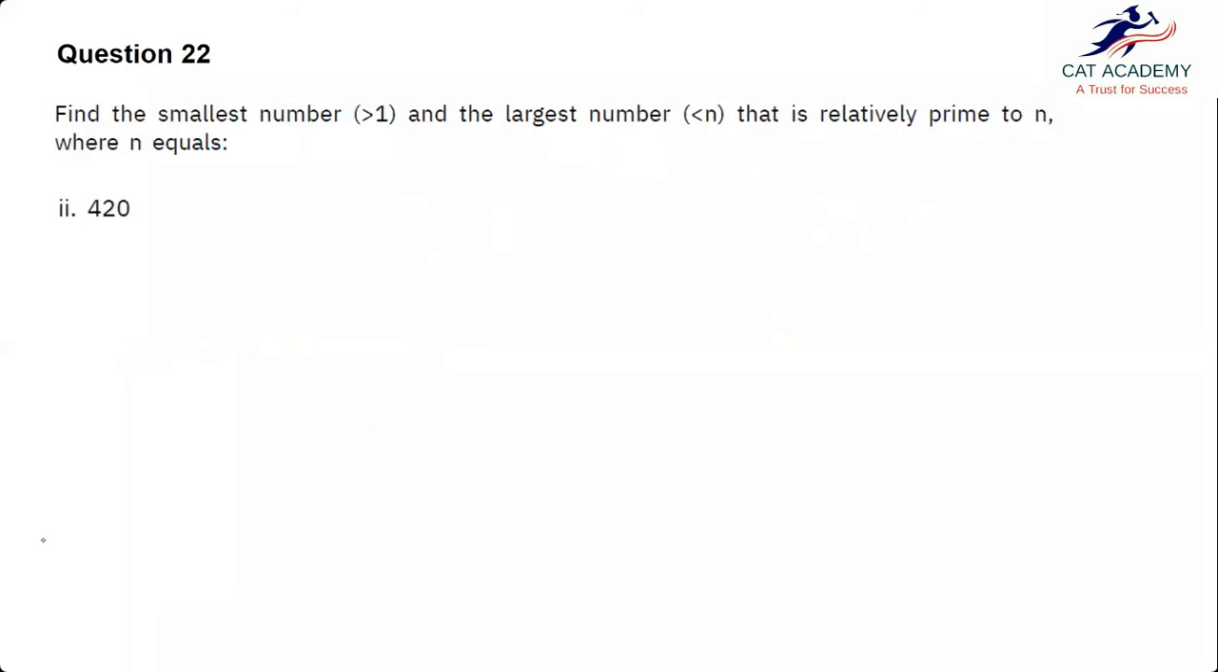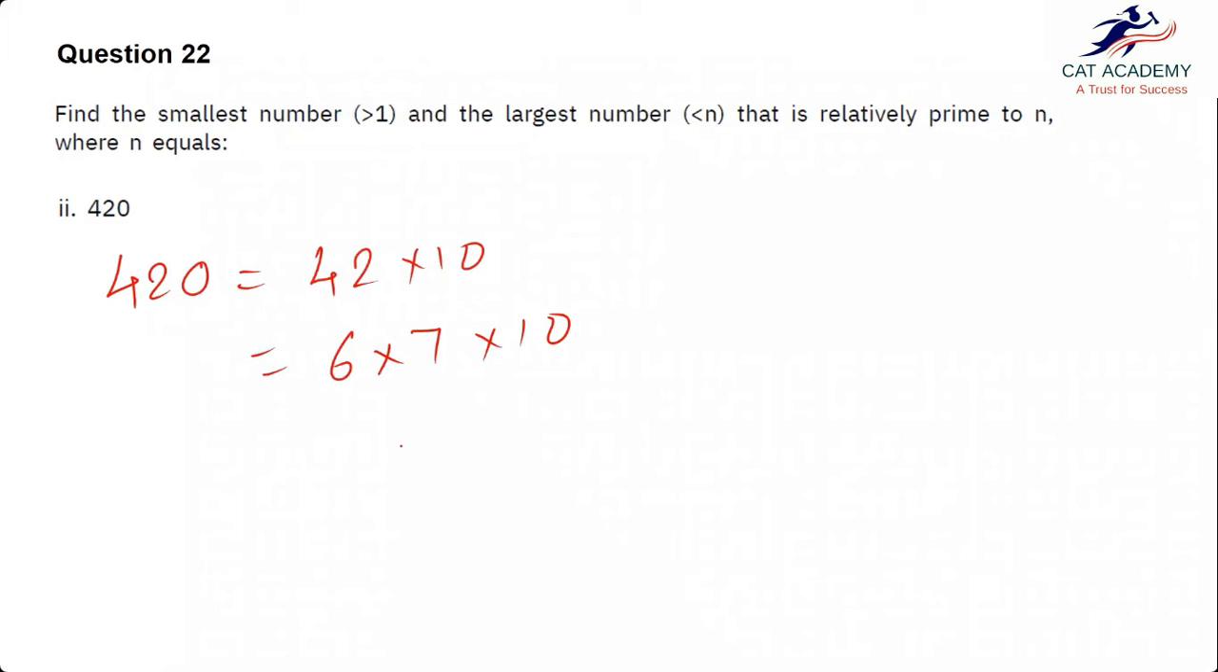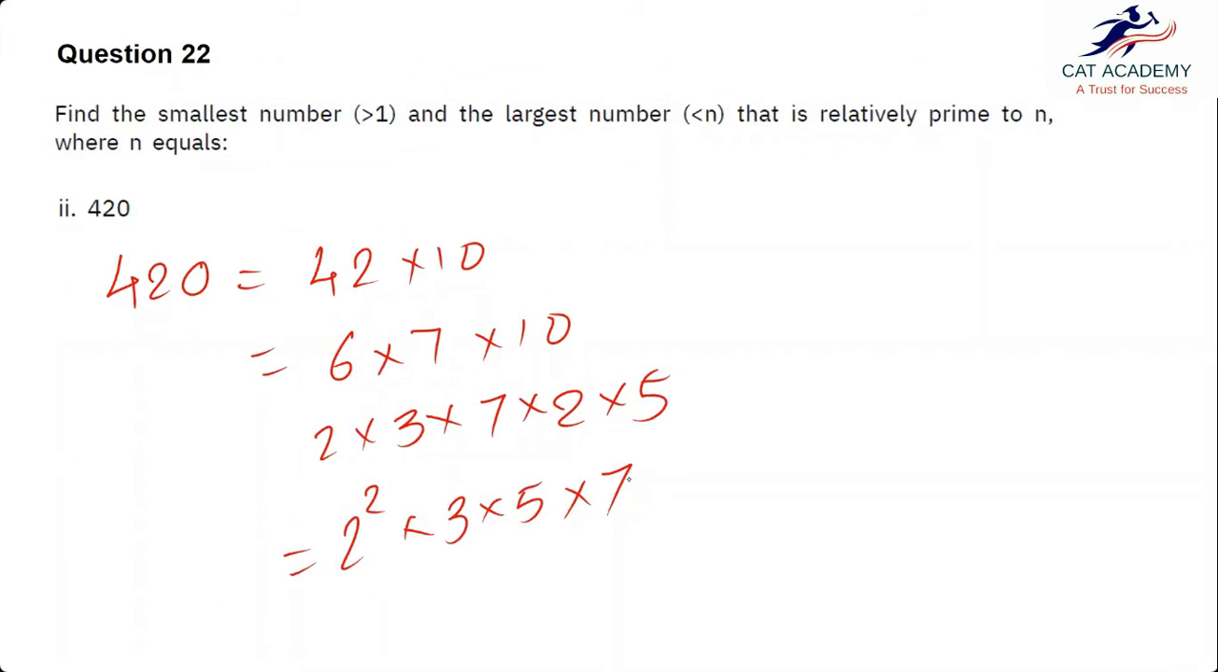How about 420? Let's factorize this. So I get 42 into 10. That is, 42 is like 6 into 7 into 10. 6 can be written as 2 into 3, 10 can be written as 2 into 5, and there is a 7. So that's 2 square into 3 into 5 into 7. This is my prime factor form.